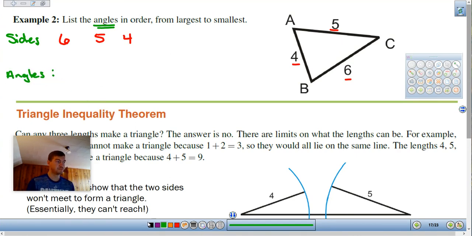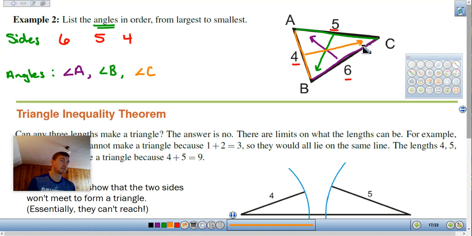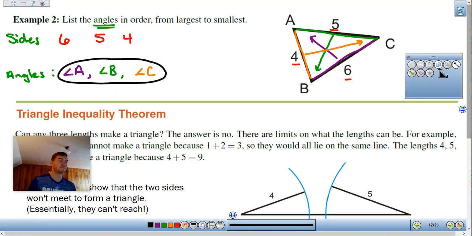So what I'm going to do is I'm going to pick the angle that is across from the side that has a length of 6, which is angle A. Then I would do the same thing with 5, which is angle B. And that leaves nothing but angle C, which is across from the shortest side. And so in order from largest to smallest, angle A, angle B, angle C.